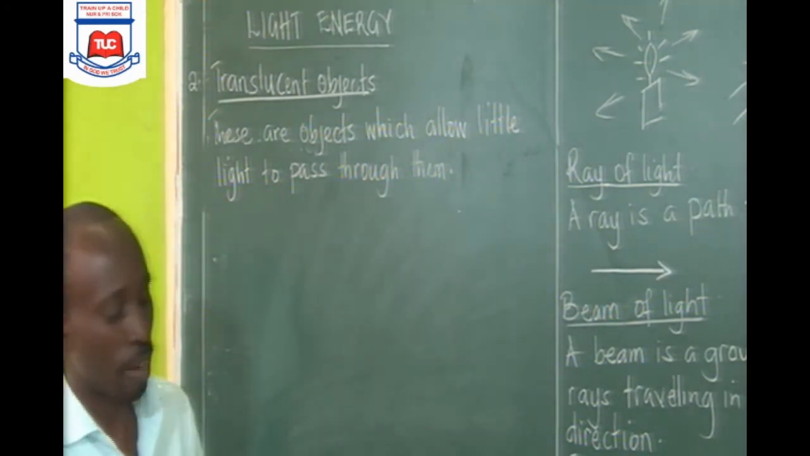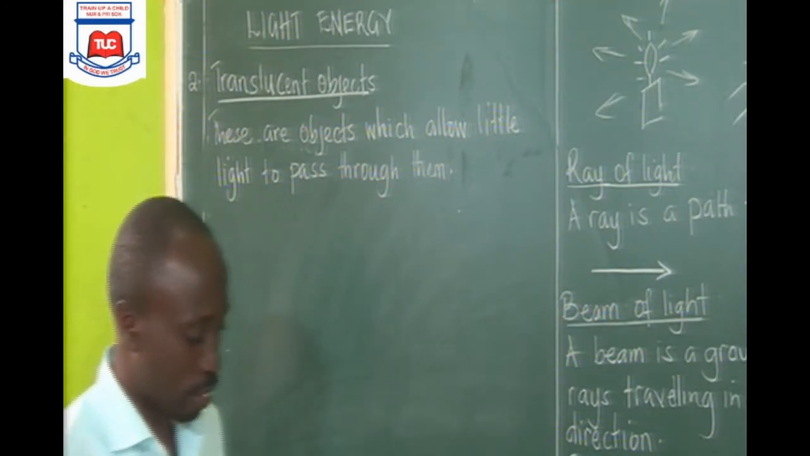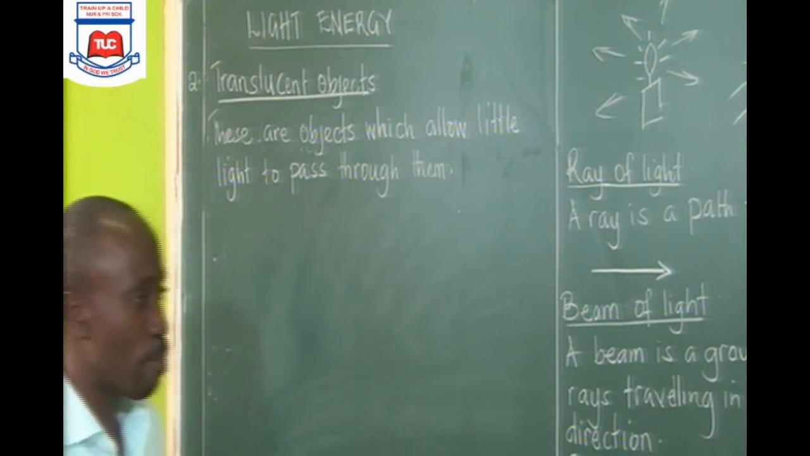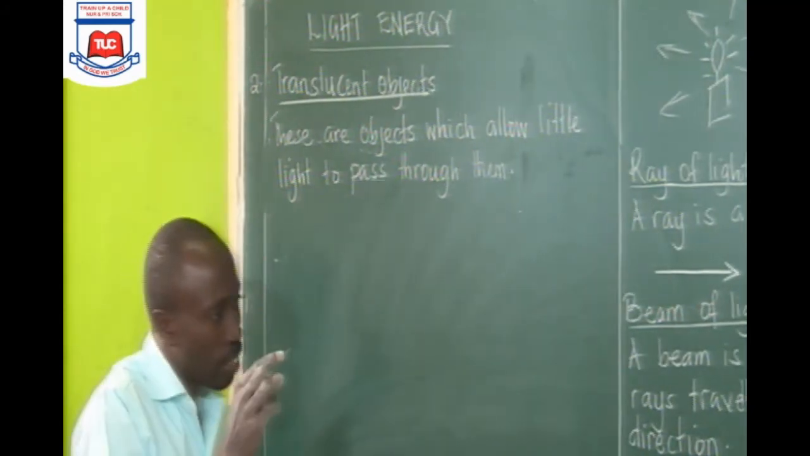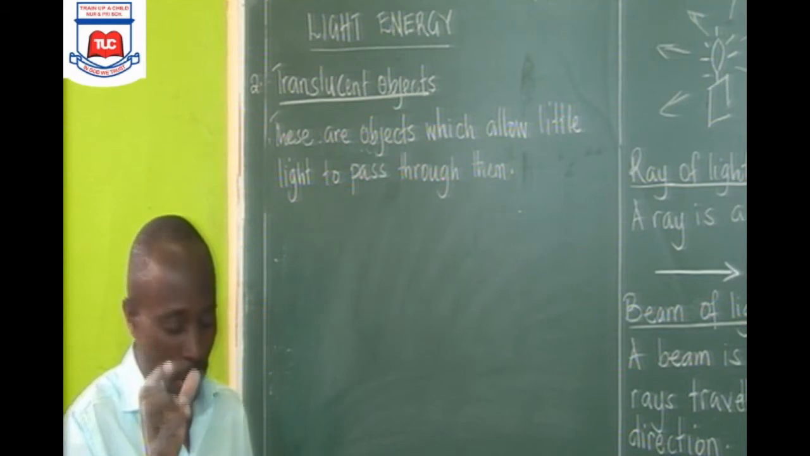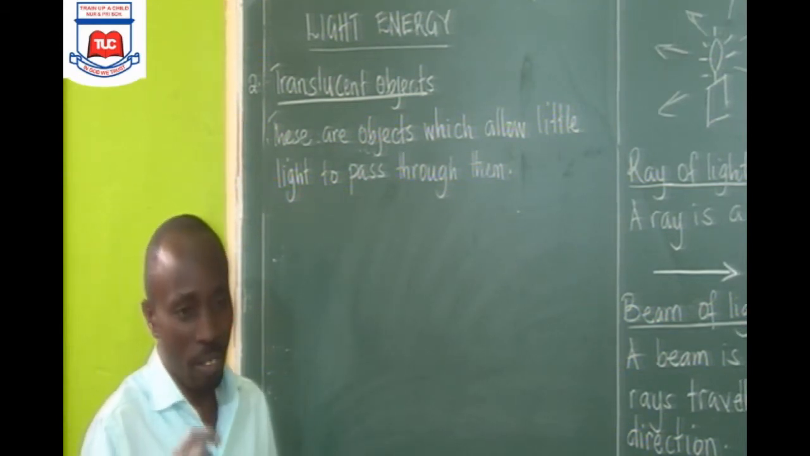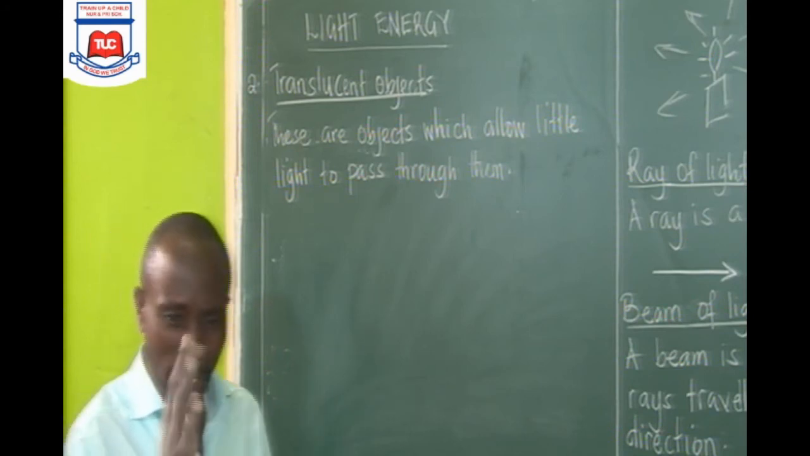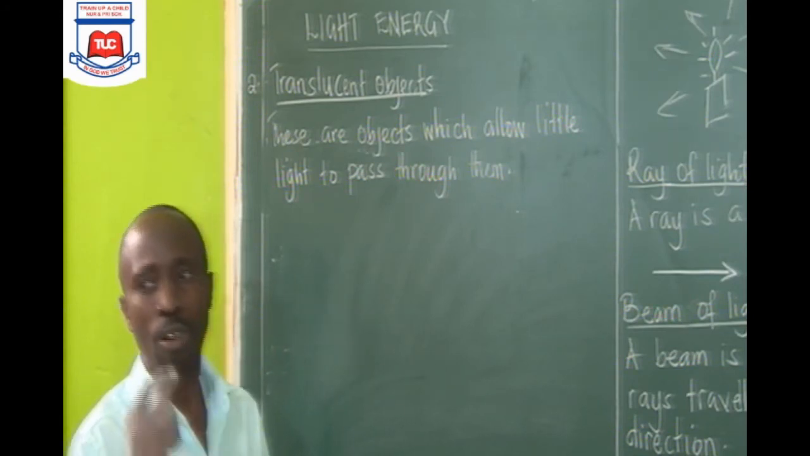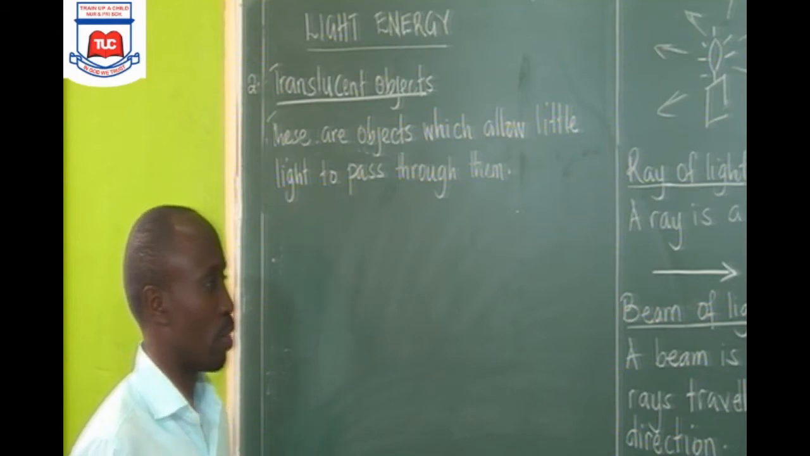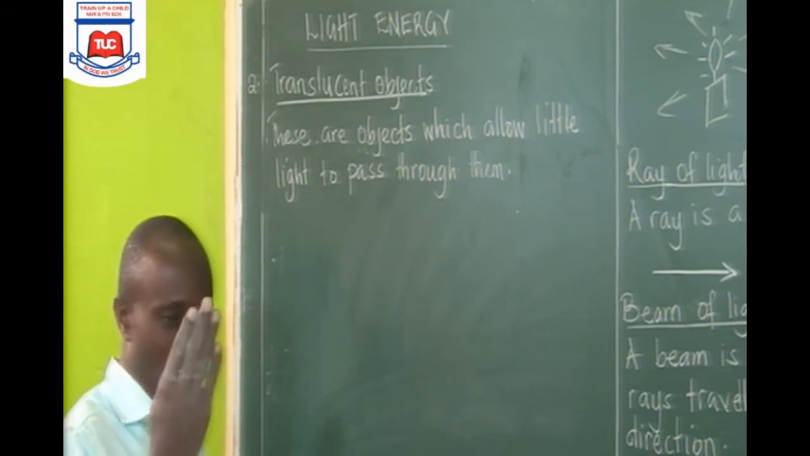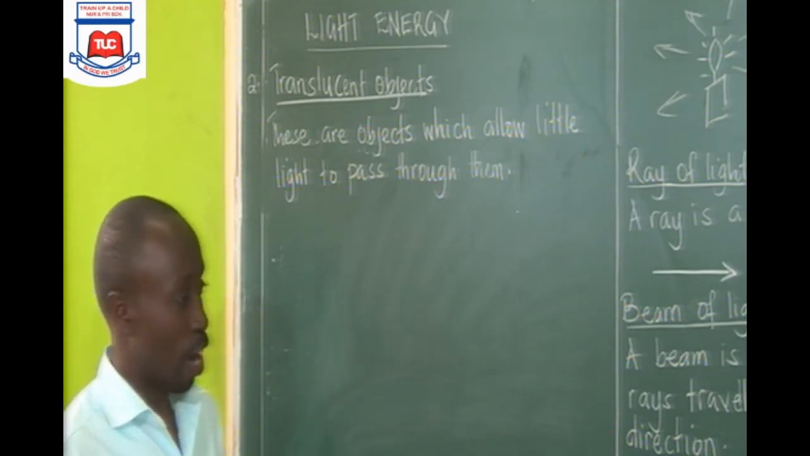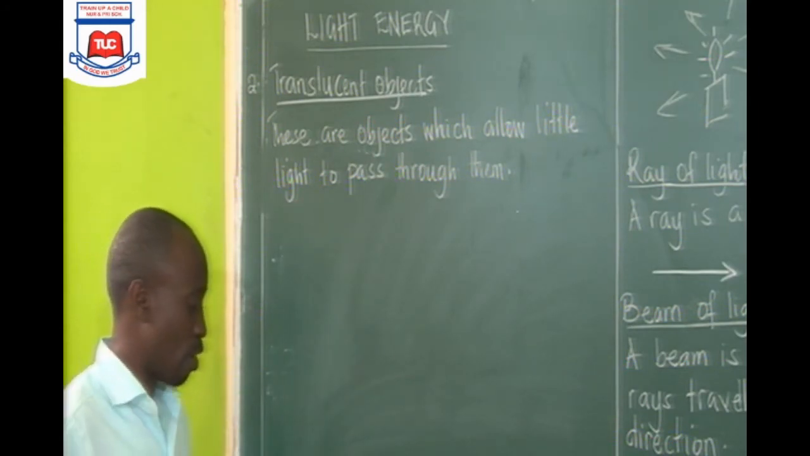Yes, you've seen even some glasses. Some glasses normally allow some light to pass through them. So, when you look at a certain car, you see it is tinted. We call them tinted glasses. They are not totally dark, but a bit dark. Those are what we call translucent materials, okay? Some clothes, if you look at your bed sheets, some bed sheets are translucent. They can allow little light to pass through them. Okay, I've given you an example of paper.